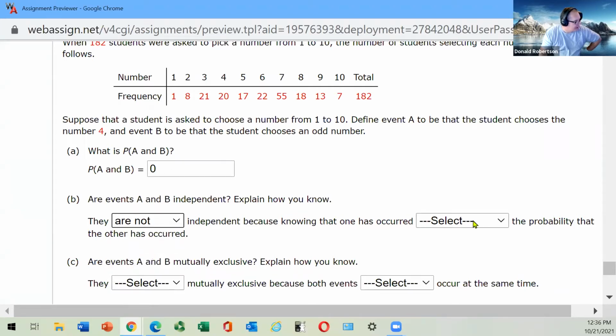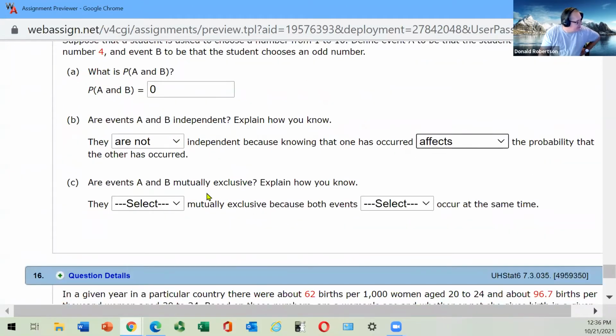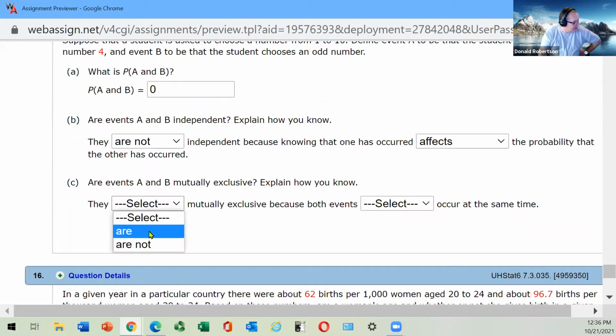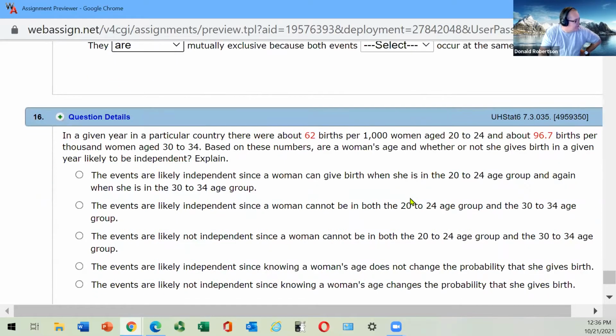They are not independent. One does affect the other, doesn't it? If you pick a 4, it doesn't have an effect on whether it's going to be odd or not. Now, are these events mutually exclusive? They are, and off you go and do that one.